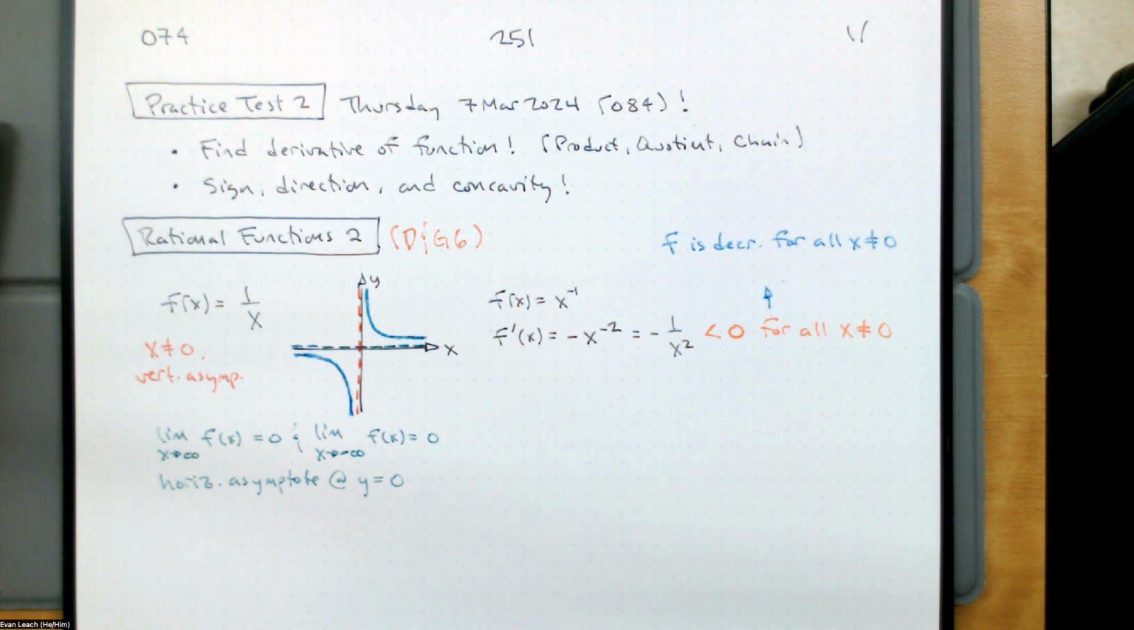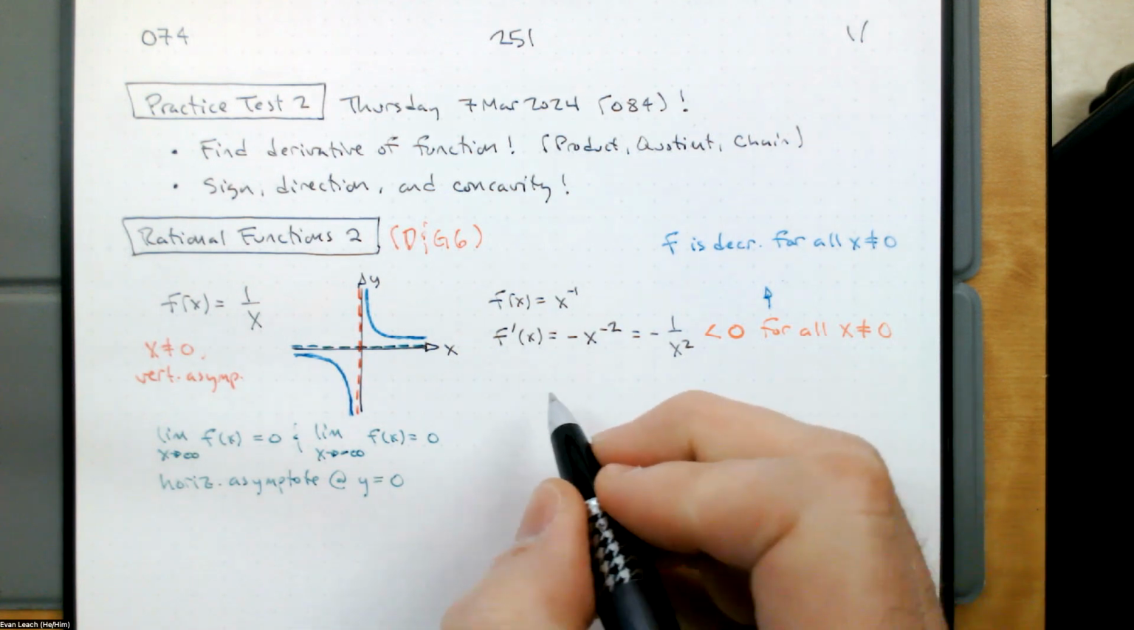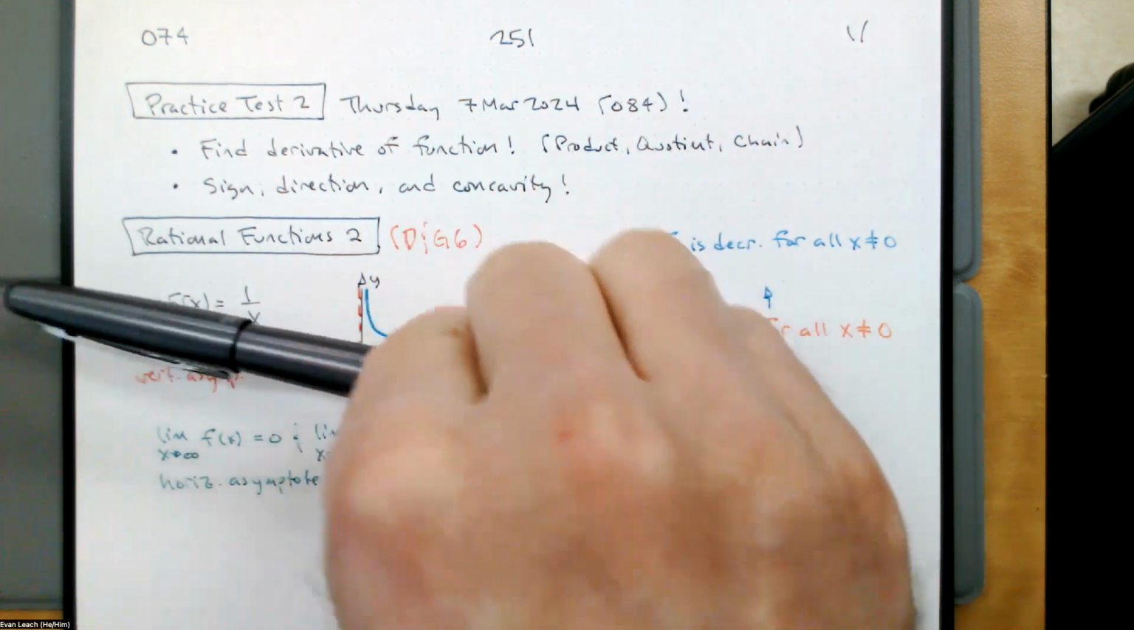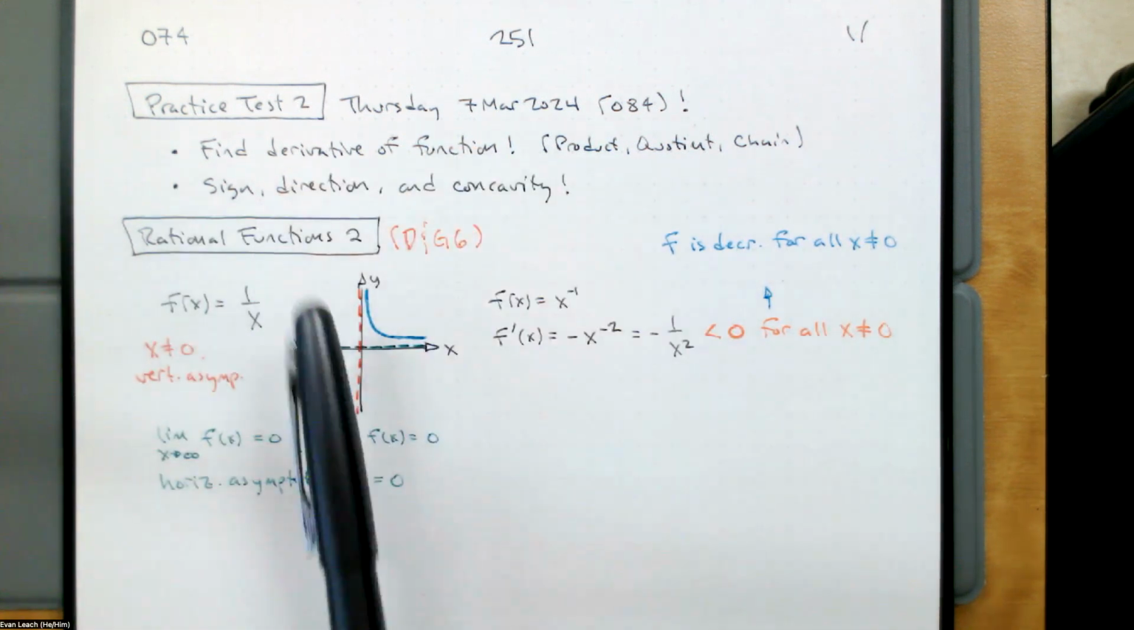The other thing that we want to know is about concavity. And concavity we can determine with the second derivative. We can also look at the first derivative just based on the graph. And we can see that we have the function concave down when x is negative and concave up when x is positive. If we look at the slope, it is decreasing when x is negative.